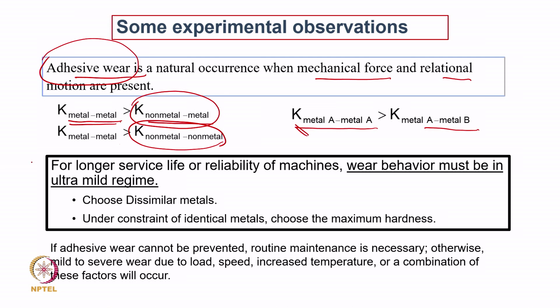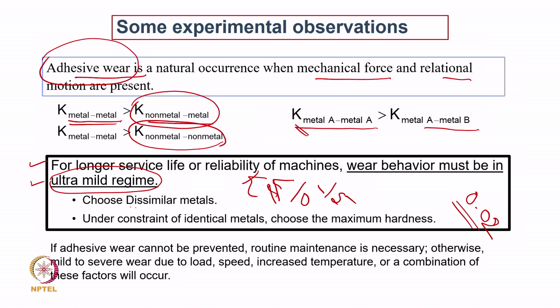Another point is that if you want a longer service life, try to keep the ultra mild regime. So, in my view, K should be something like maybe lesser than even 10⁻¹⁵. In the previous slide, we said that even 0.02 was a good material, but we need to think about better materials compared to these materials, right.